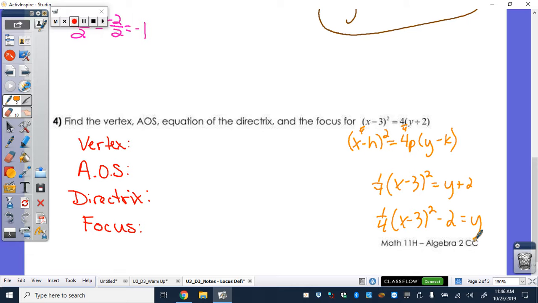So whichever one you use, whether it's this first one or rearranging it, what is our vertex? 3, -2. So in our axis of symmetry, who remembers what is the axis of symmetry? The x value from your vertex. So x equals 3.